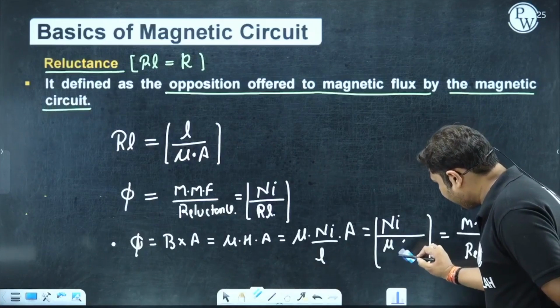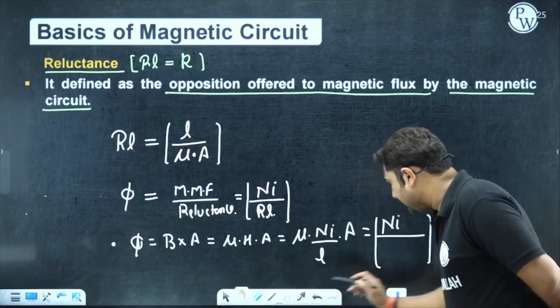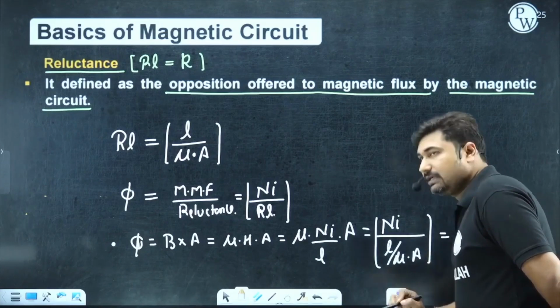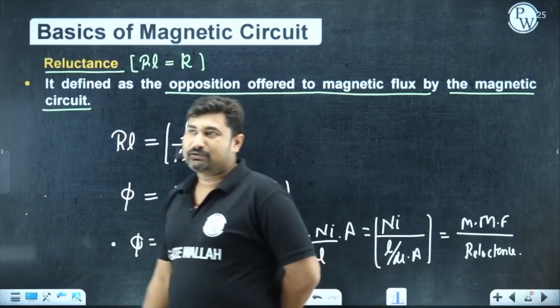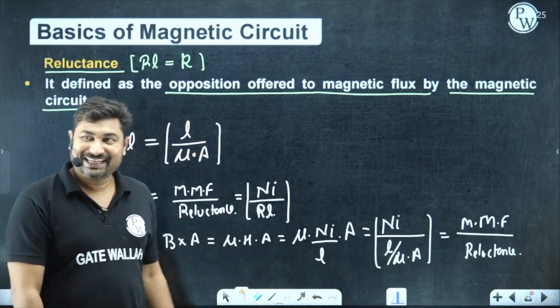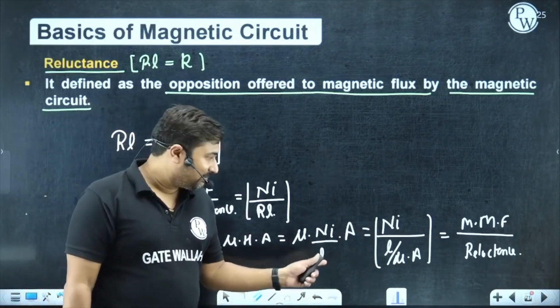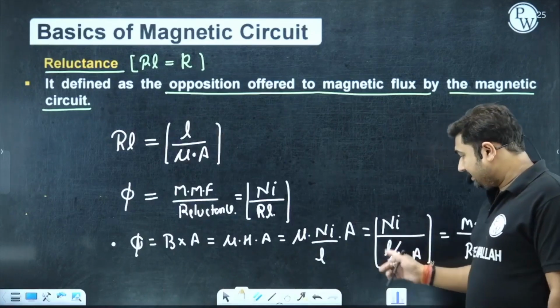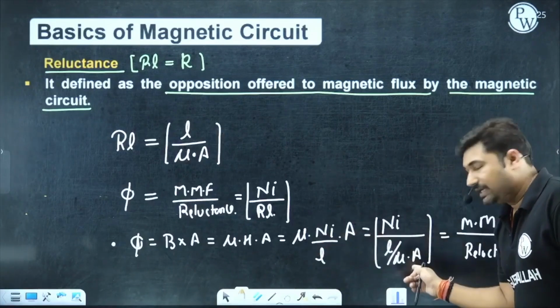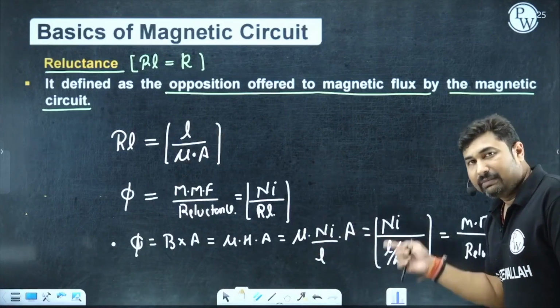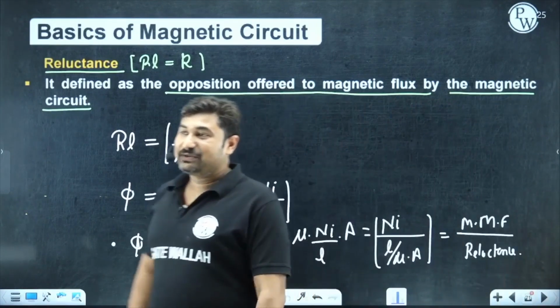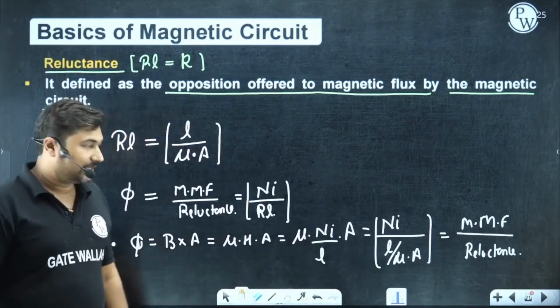I have made a little bit of a mistake here. It's L upon mu into A. AC in the studio is not working, so it will be quite difficult for me. Kindly update it in your notes. In my mind I represented it correctly, but during writing I made a mistake. Kindly correct it. Okay, great.